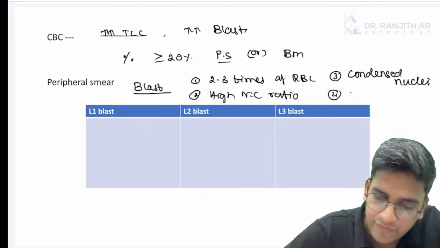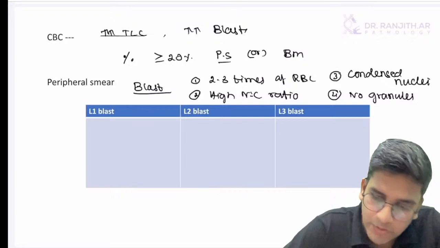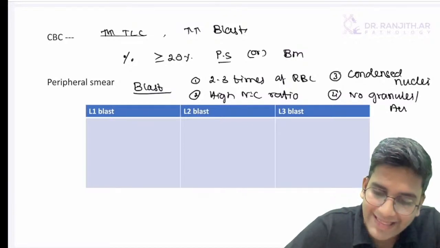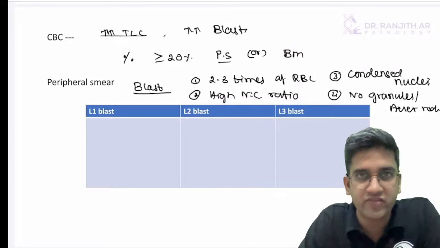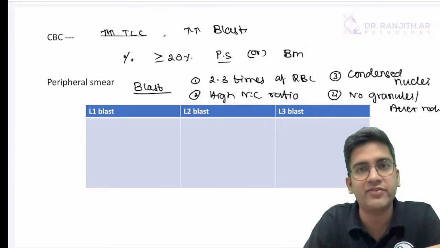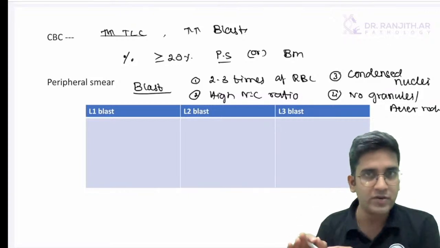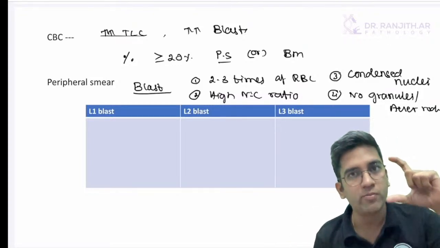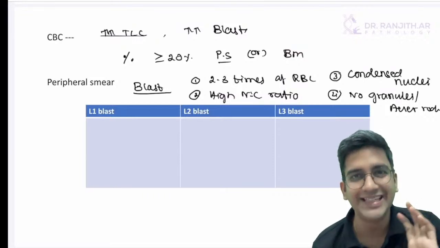Fourth, you'll have no Auer rods, no granules. So all these will tell me that I am dealing with a lymphoblast. I have no Auer rods, no granules, so we think of a lymphoblast. These are a few classical findings to call it a blast. It's very simple to draw a diagram for a blast: draw an RBC, and for comparison draw a bigger cell, with no cytoplasmic granules, no Auer rods, and a very high NC ratio.